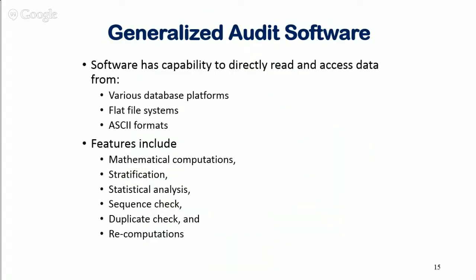If you look at the general audit software, also referred to as GAS, this is software which can be used to directly read and access data from various database platforms. This could also be used for accessing data in flat file systems or in ASCII formats. The key features available in generalized software are mathematical computations. You can reperform the computations to confirm whether the computation is correct. You can also do stratification and statistical analysis. You can do functions such as sequence check, duplicate check, etc.